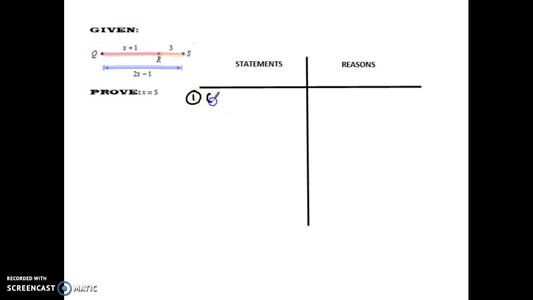So I'm going to list that. QR equals x plus 1. RS equals 3. QS equals 2x minus 1. All of that is given information, and it's okay if I make it in one statement. And when I put my numbers in here, I want to make sure for my next step that I line those up with my statement and my reason.